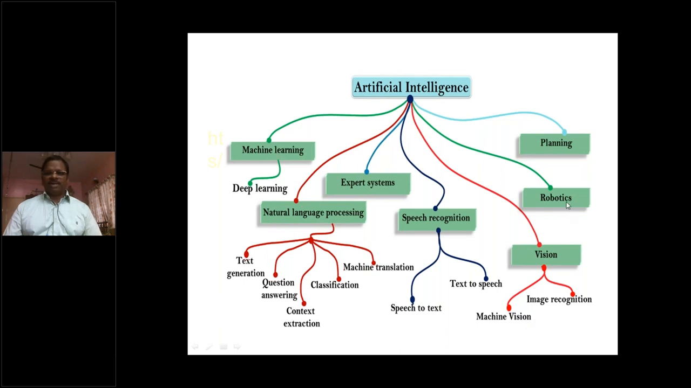Another one is robotics. You know that very well. What is the use of robotics? Everything should be planned by means of logic, knowledge representation, and natural language. Everything should be planned in a system using some planning. This is the main concept of artificial intelligence.